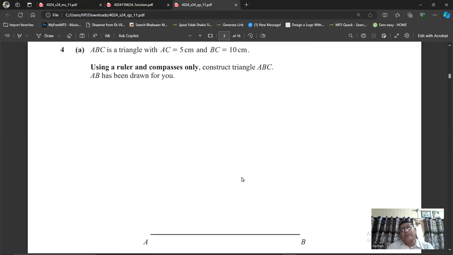Then you will open your compass 10 centimeter. You will take B as the center of the arc, means the pin of the compass will be here, and you will draw an arc of 10 centimeter. Where these two arcs will intersect each other, that will be the point C. Then you join the point C with the A, and you join the point C with the B.